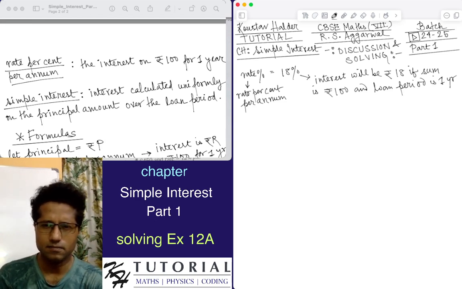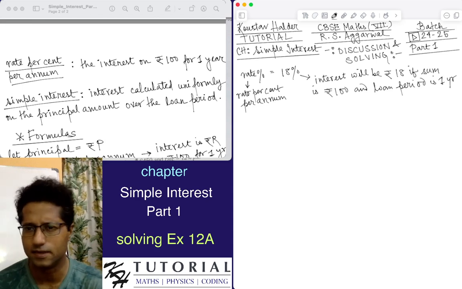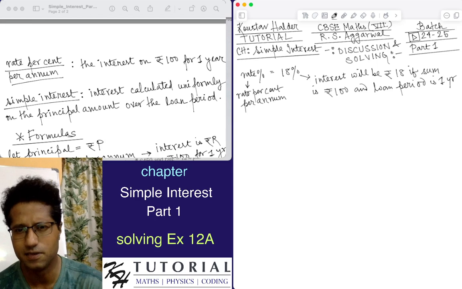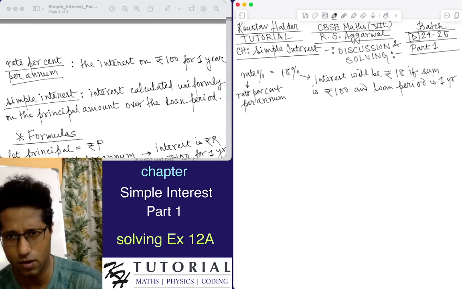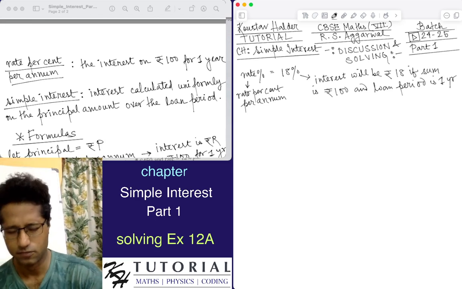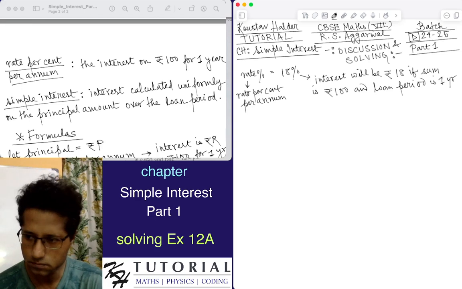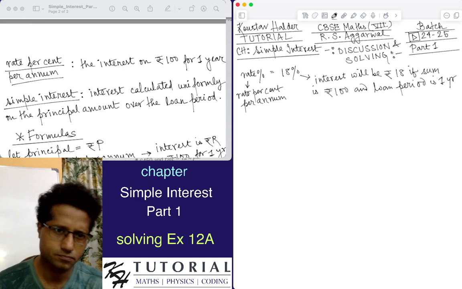If it is 18%, or whatever this value will be, 18, 12, 16, I'm just giving an example, this means that if you borrow rupees 100 for 1 year, you have to pay rupees 18 as the interest, that is the extra money. So the whole computation of interest is based on this.